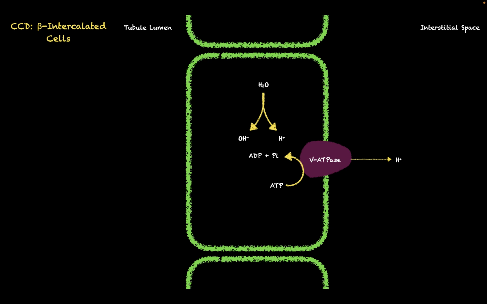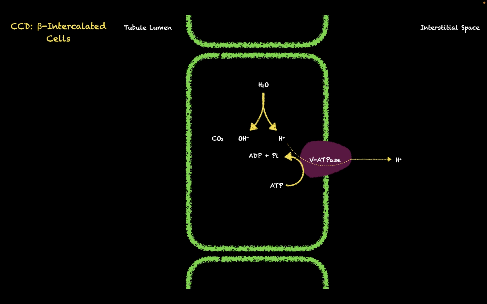Now the hydronium ion is going to be pumped out of the cell through the V-ATPase. This will cause the reaction to move in the right direction, or in the forward direction, which will help to produce more hydronium and hydroxide ions, and this is because of Le Chatelier's principle. However, this hydroxide is then going to be used in further reactions.